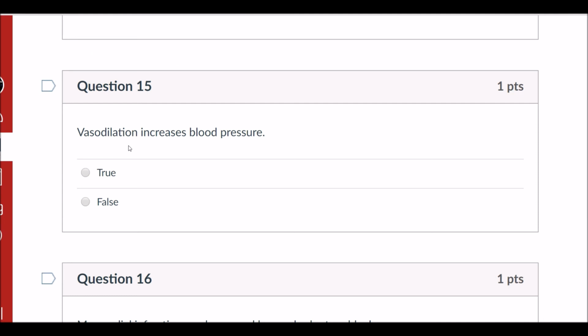Vasodilation increases blood pressure. False. True. When you open extra lanes on the highway, what happens? True. Oh, no. No, it gets jammed. Yeah, false. When you open lanes, traffic decreases, blood pressure decreases. Vasodilation opens up blood vessels.